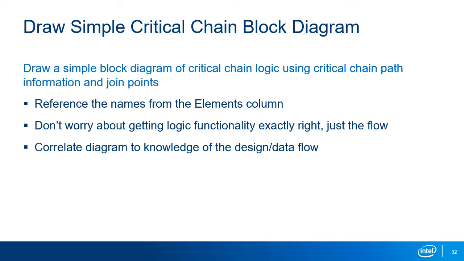The goal of this diagram is not to draw an exact replica of the critical chain. It is only to get enough of the critical chain right so you can figure out where the loop is, and then from there you can determine the best solution for it. So draw enough of the chain so you can correlate the picture to your understanding of the design.